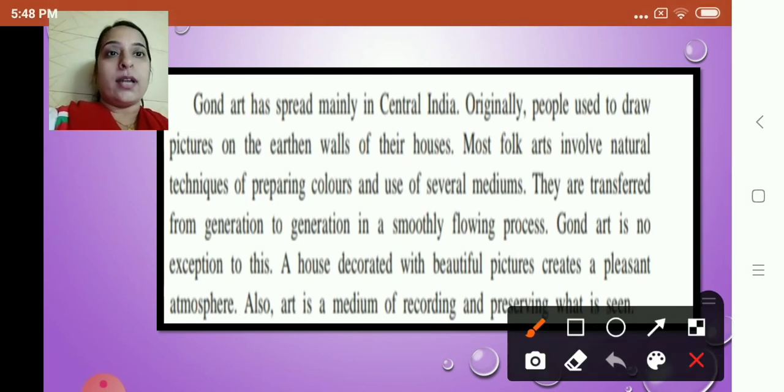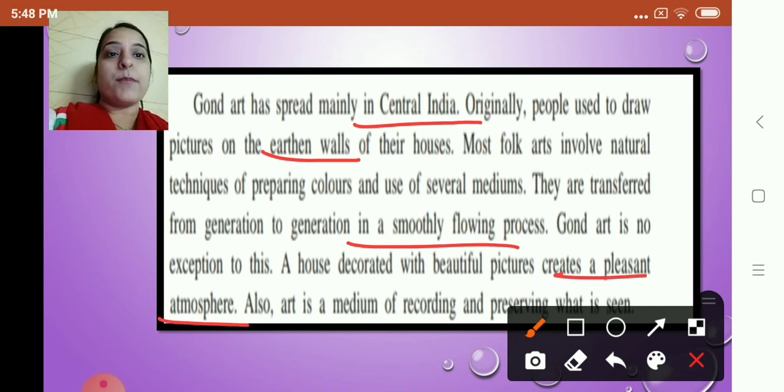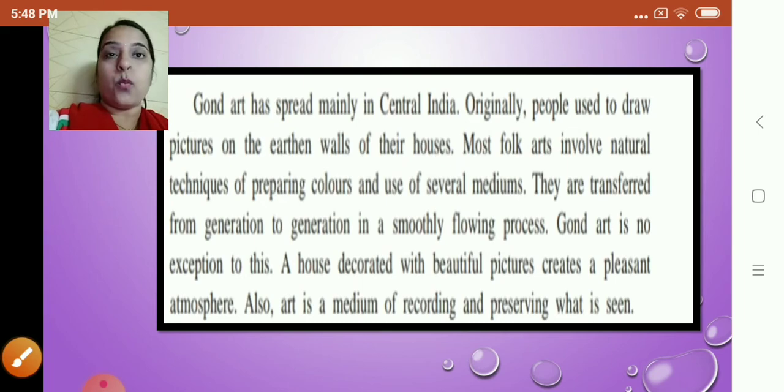So, Gond art has spread mainly in central India, and people used to draw on earthen walls, that is, mud walls of their houses, using techniques of preparing colors and several mediums. The folk art involved natural techniques of preparing colors and use of several mediums. They are transferred from generation to generation in a smoothly flowing process. A house decorated with beautiful pictures creates a pleasant atmosphere. And art is a medium of recording and preserving what is seen.